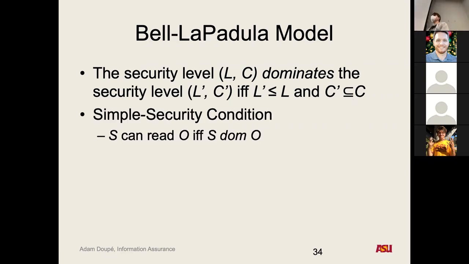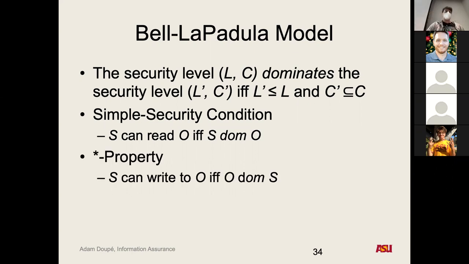The simple security condition is what we said. We can read an object if we're at a higher level or lower, and higher here is defined in terms of less than or equal to with the levels and the subset relationship. The star property is that we can write up. We can write to an object if it's at our level or higher. It's just that at our level now has to take into account the categories, but that's just using subset or equal to.